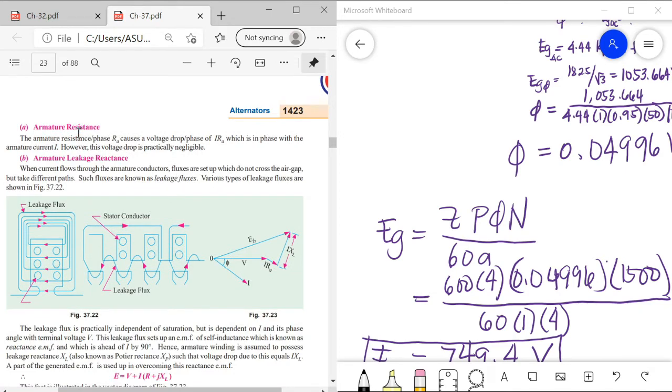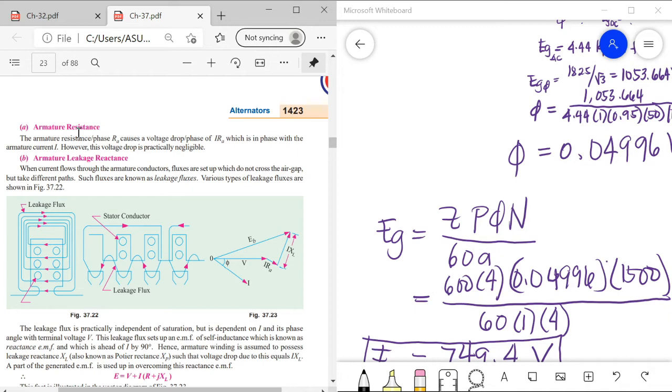The armature resistance per phase RA causes a voltage drop per phase of IRA, which is in phase with the armature current I. However, this voltage drop is practically negligible.